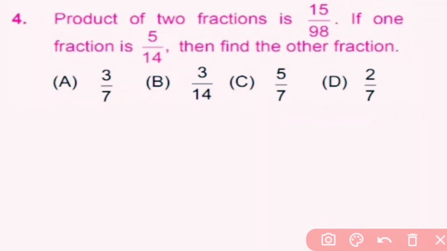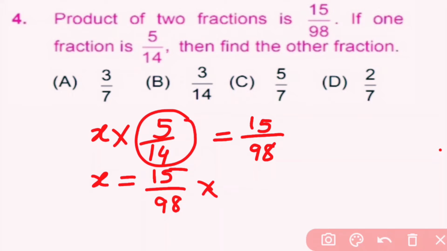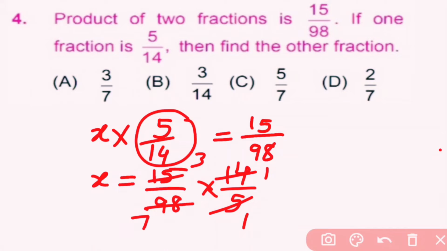So here, given the product of two fractions is 15 by 98 and one fraction is 5 by 14. We will take the other fraction as x, means x into 5 by 14 is equal to 15 by 98. So x is equal to 15 by 98. We take the reciprocal of 5 by 14 this side, means 14 by 5. So here 5 ones are 5, 5 threes are 15, 14 ones are 14, 14 sevens are 98, means the answer is 3 by 7. So the other fraction is 3 by 7.